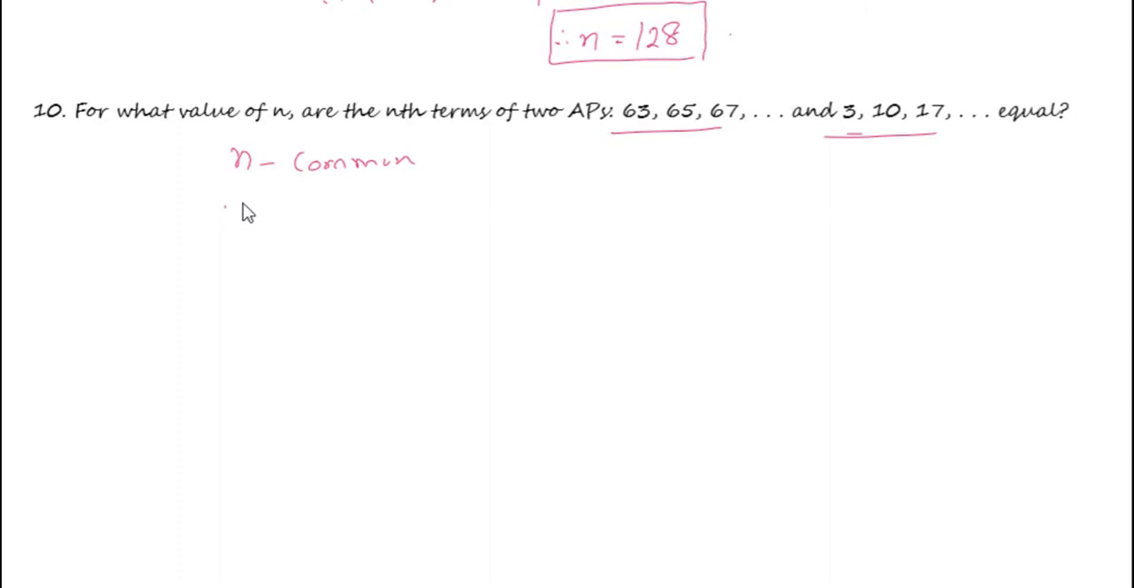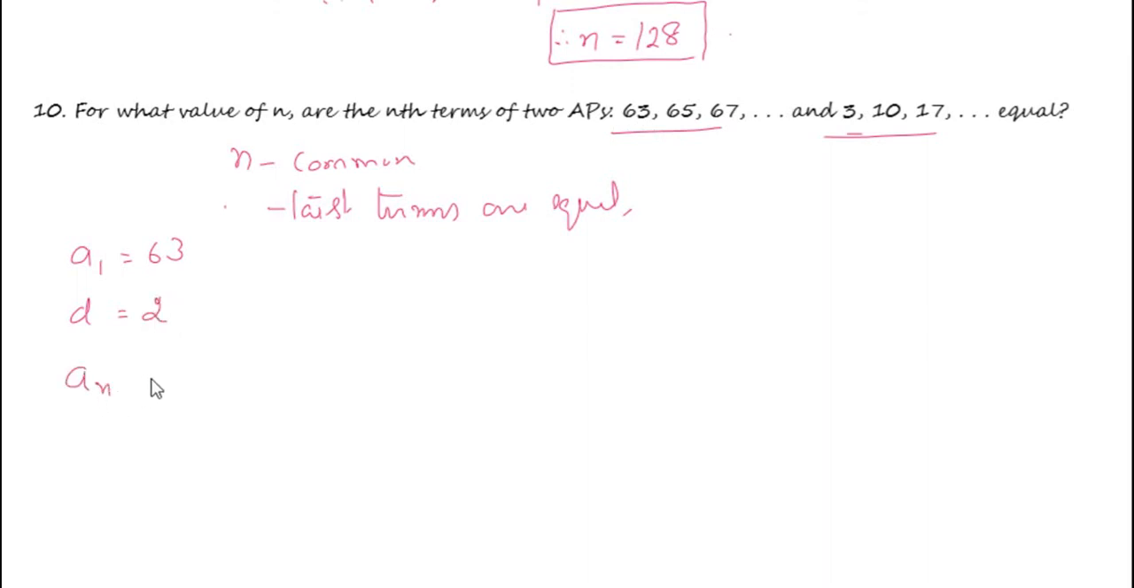And last terms are equal. Let us take the first series. In the first series, a equal to 63, d equal to 65 minus 63 equal to 2.